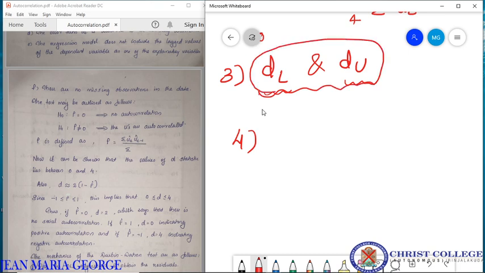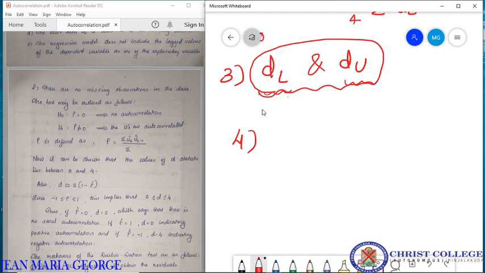And if the value that we have computed lies between dL and dU, then we can make a decision regarding the presence of positive or negative autocorrelation. So based on the value of d that is computed, and based on whether the value lies between this range, we can find if there is positive or negative serial autocorrelation presenting in the model.